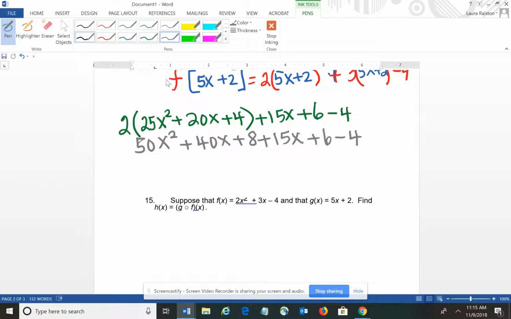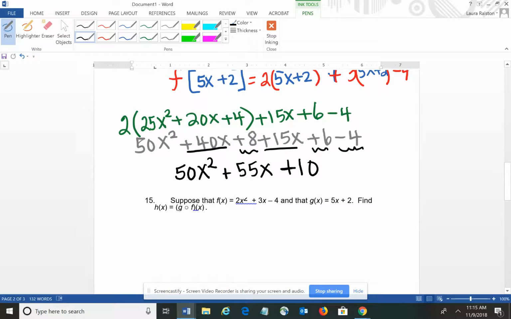And again, the last step is to combine like terms. So we have 50x squared, 40x plus 15x is 55x, plus 8 plus 6 minus 4. 8 plus 6 is 14. 14 minus 4 is positive 10. So f composed with g is 50x squared plus 55x plus 10.